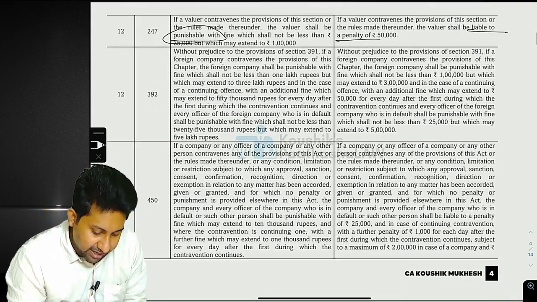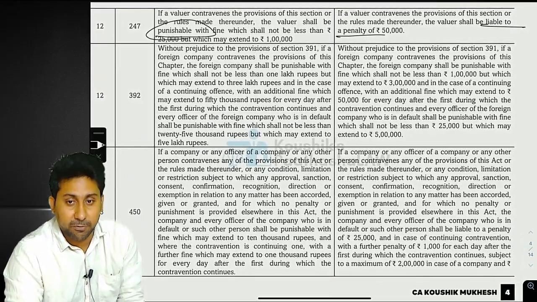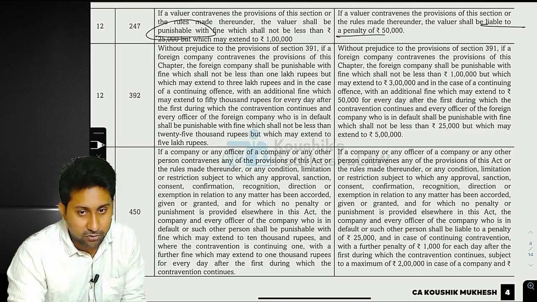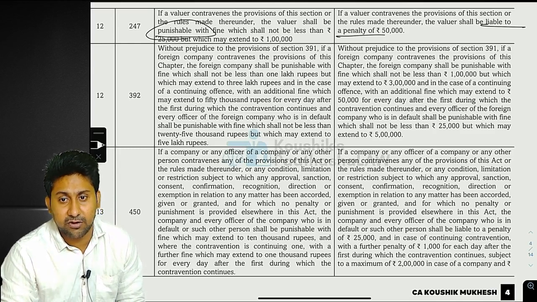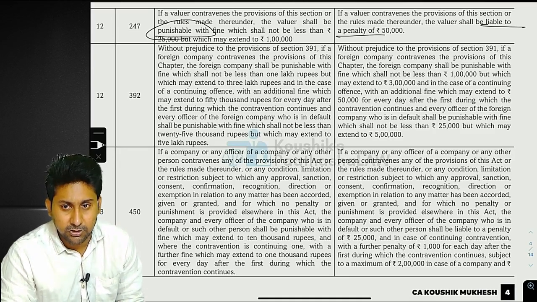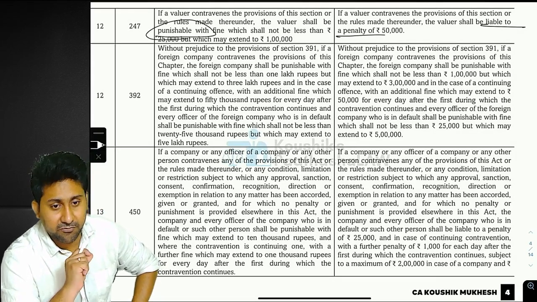392, foreign company concept. Section 392: if any foreign company contravenes the provisions of this chapter, what was the scenario once upon a time? So now what is the scenario? What has happened? What is the difference that has been made? So let's try to understand clearly. See here, section 392, foreign company.